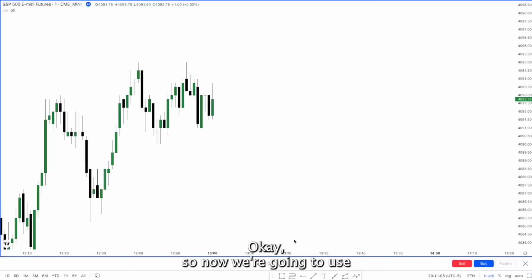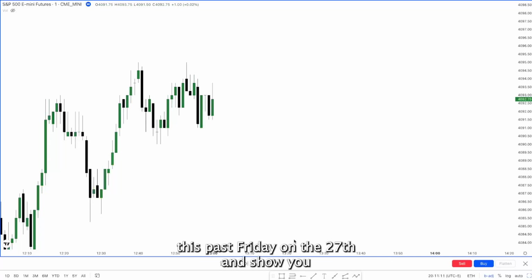Okay, so now we're going to use the replay function from TradingView to show an example of a bullish breaker that I actually traded this past Friday on the 27th and show you exactly what I was seeing. And so this was, again, a bullish breaker.